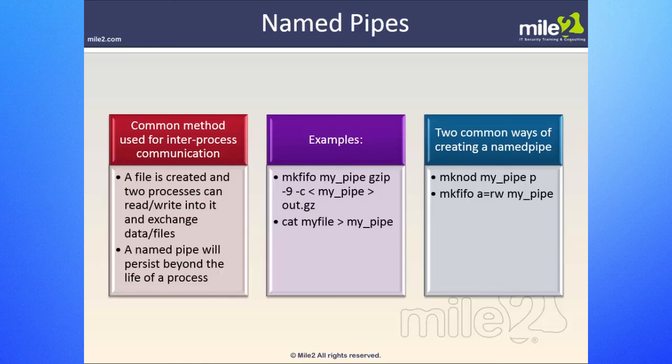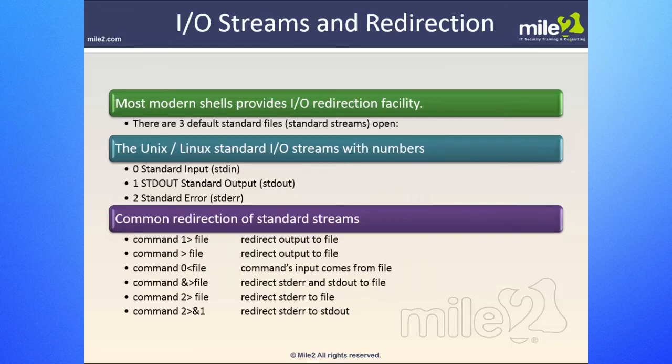All right, so other things we have going on here: input-output streams. Most modern shells provide input-output redirection facilities. There are three default standard files, which are your standard streams, and we've mentioned a few of these already, the Unix/Linux standard with numbers. So you have your standard input, your standard output, and your standard error.